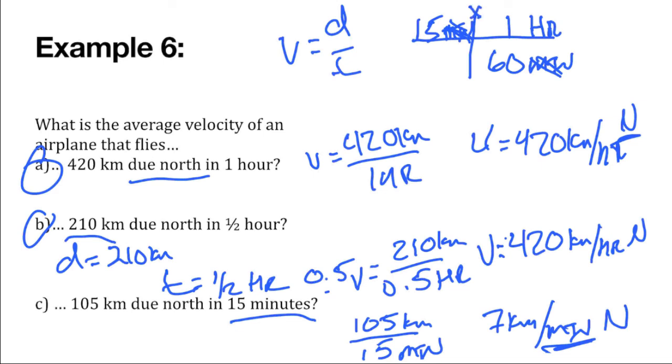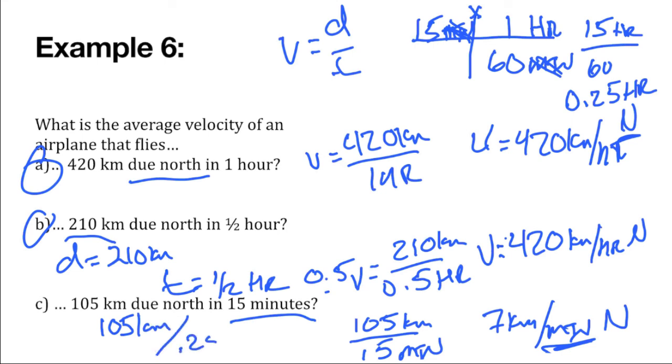So 15 times 1 is still 15. So 15, and then this is going to be hours now, divided by 60. So 15 divided by 60 is just 0.25 hours. Or, like you said, 1/4 of an hour. So if we change this down here, this would be 105 kilometers in 0.25 hours. Very good.